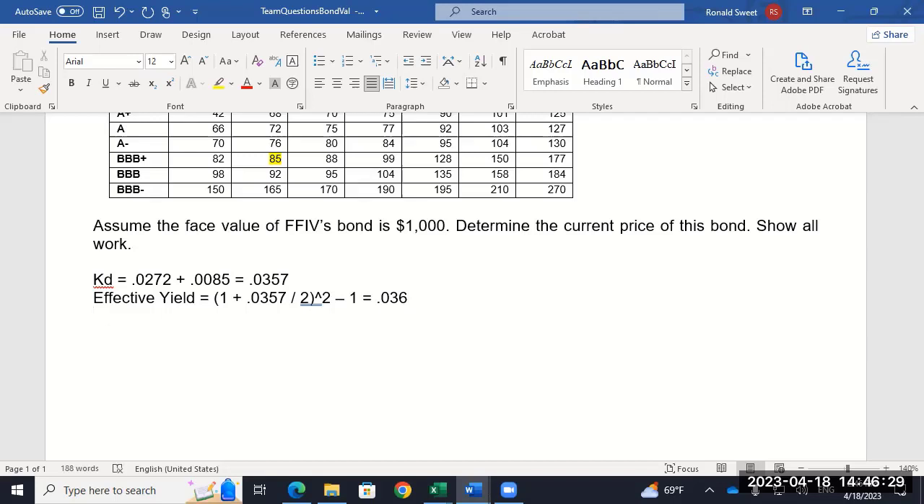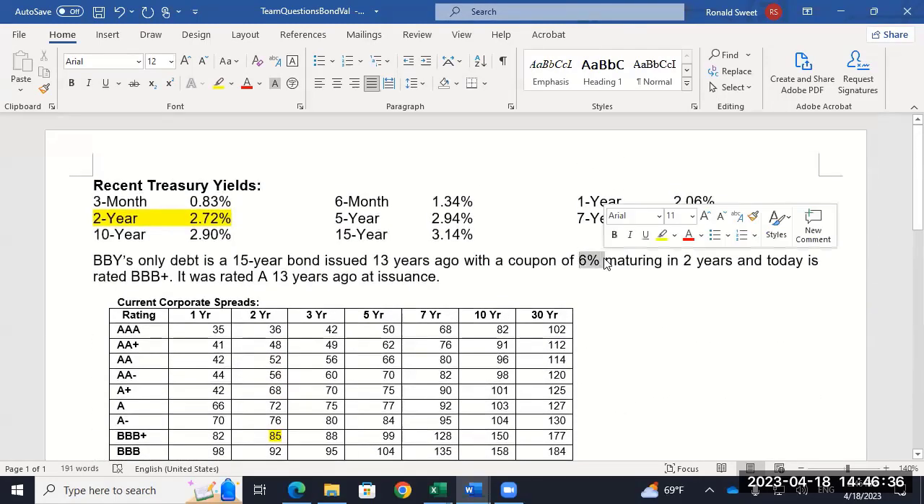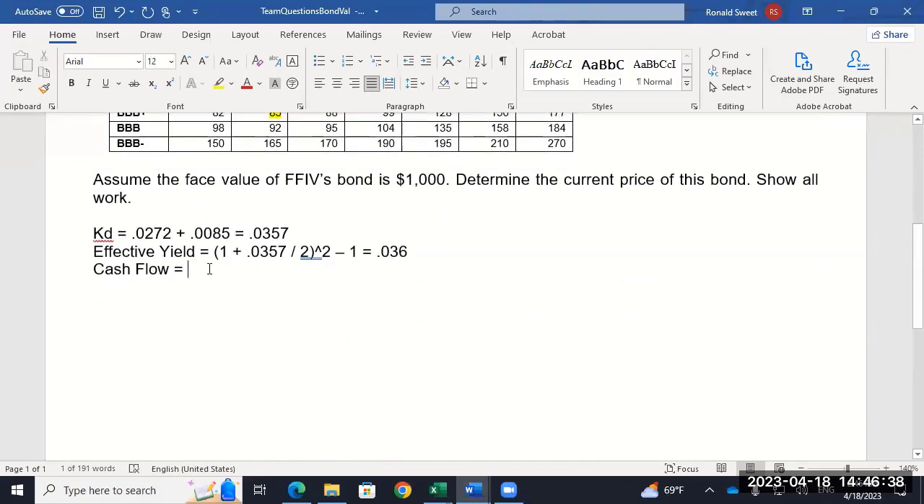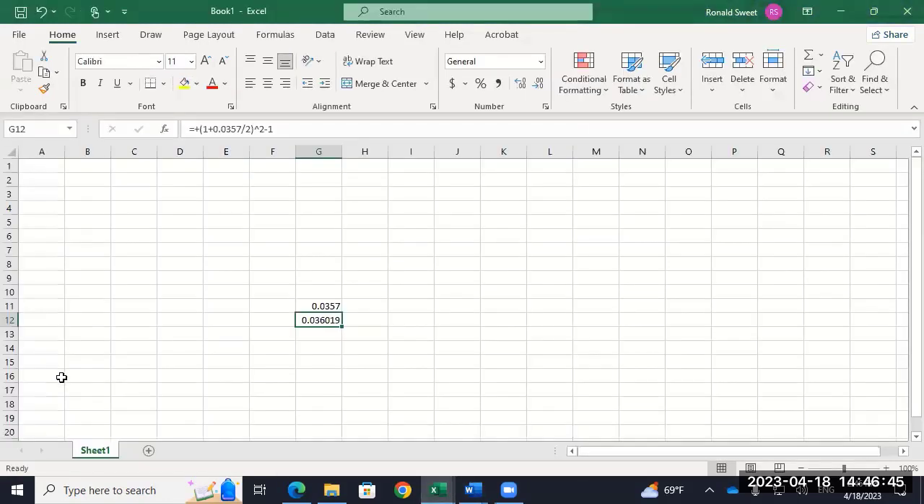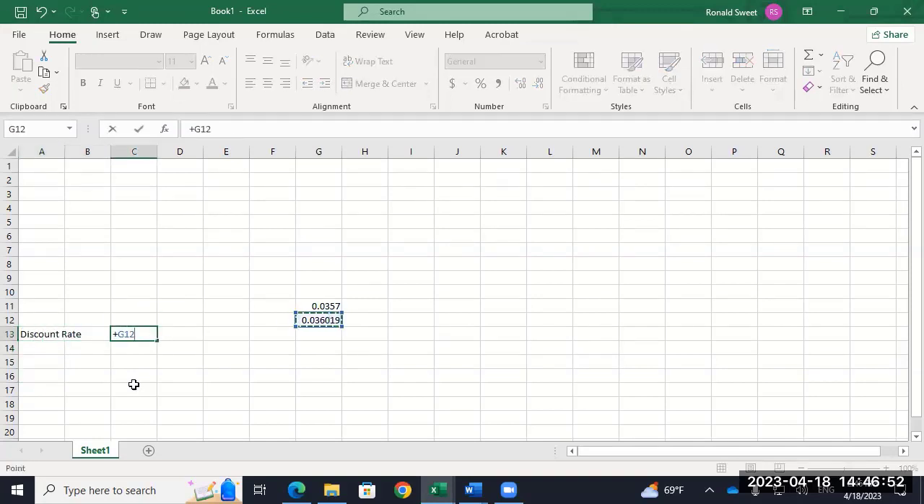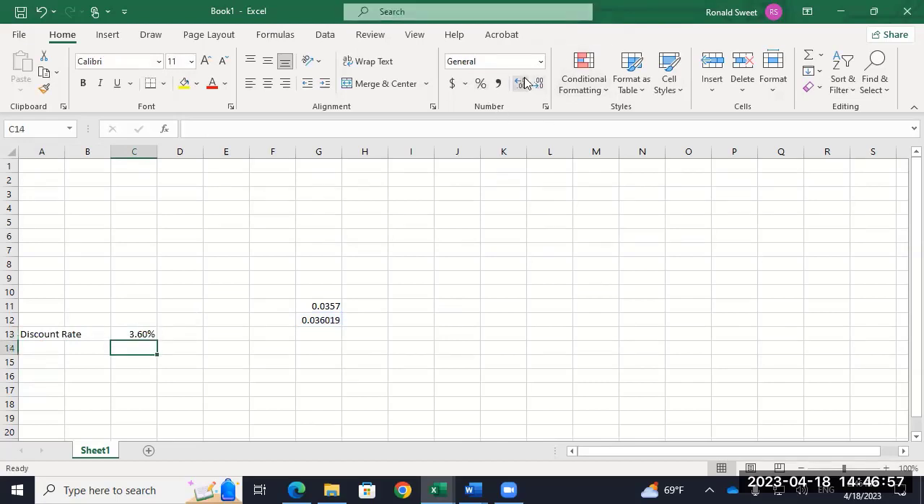All right. What's our cash flow? So the coupon is 6%. What's our cash flow going to be? $30. So if we set this up, 3.6%, coupon 6%.